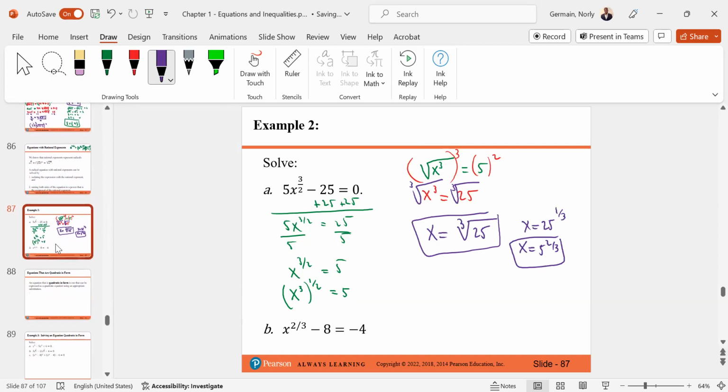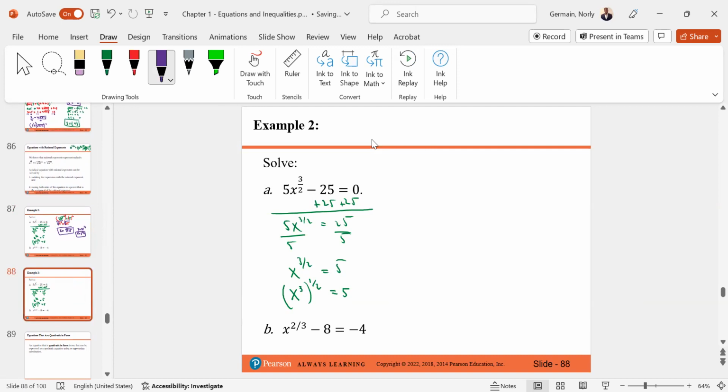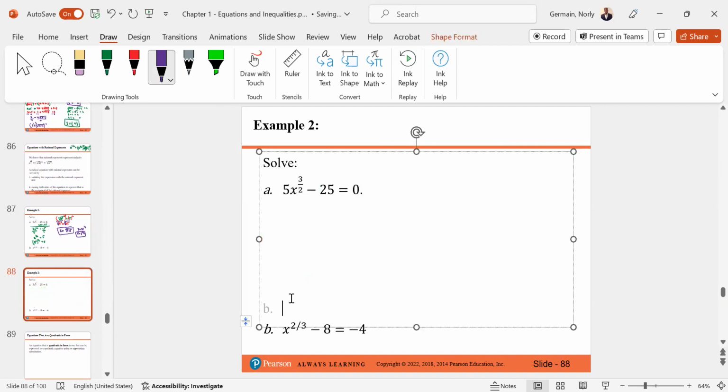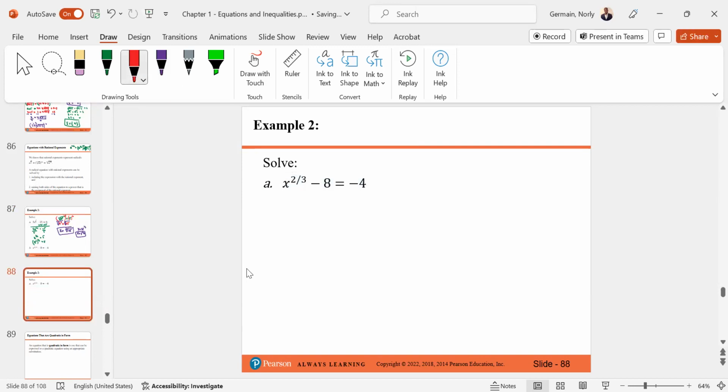B, we can also do B. I'm going to erase. Don't forget to go to the book and do more examples. This is a beautiful example where you can raise to a certain power. Right now it says A because I erased, but know that even for this one, let me erase a little bit.